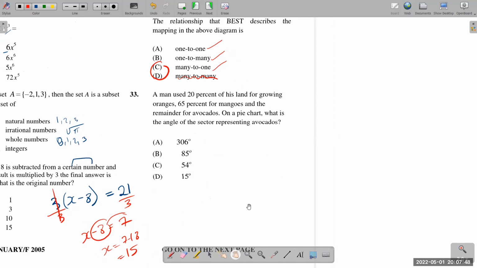All right. A man used 20% of his land for growing oranges, 65 for mangoes. So I like to just take note. So 20 for oranges, 65 for mangoes, and the remainder is avocados. So all of them must add up to 100%. Everything always adds up to 100%, right? Hold on there, guys.